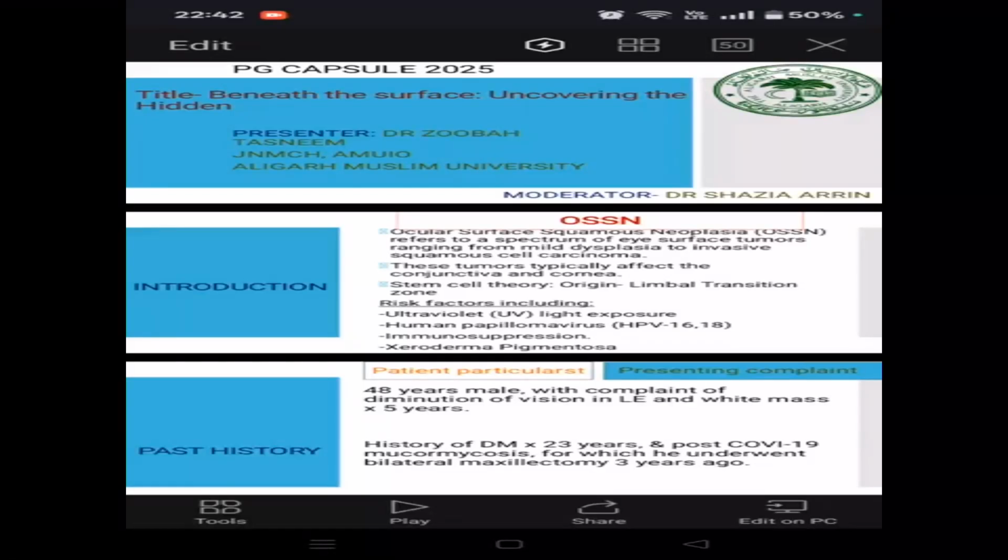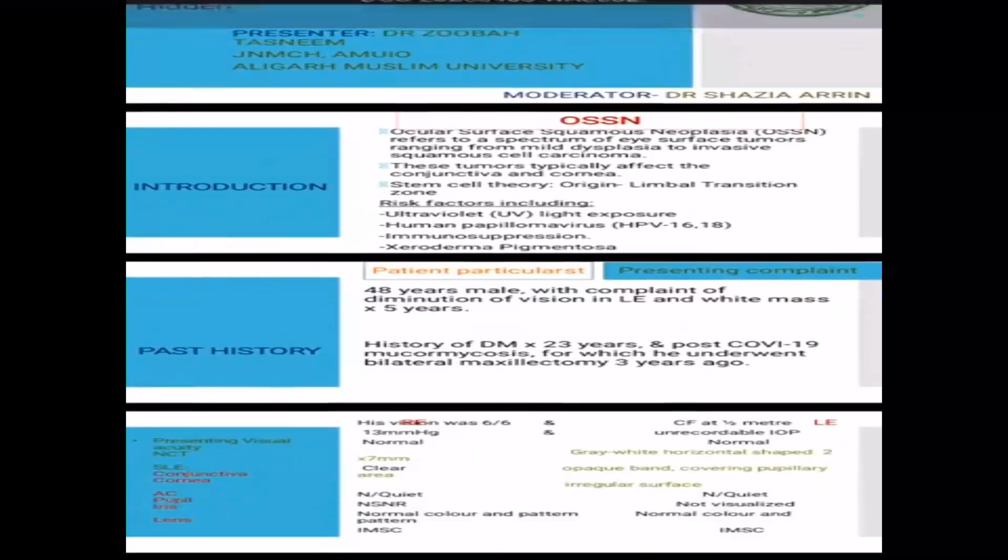Ocular surface squamous neoplasia is a spectrum of eye surface tumors that ranges from mild dysplasia to invasive squamous cell carcinoma, typically affecting the conjunctiva and cornea. The stem cell theory says that the origin is from the limbal transition zone. The risk factors include UV light exposure, HPV infection, immunosuppression states, and xeroderma pigmentosum.